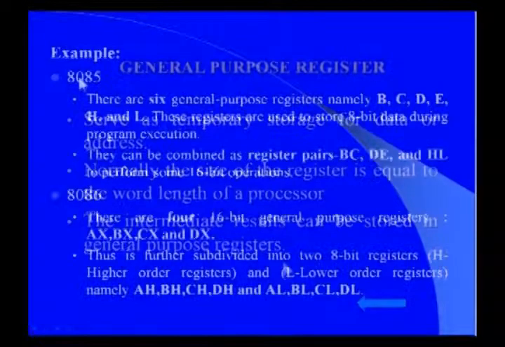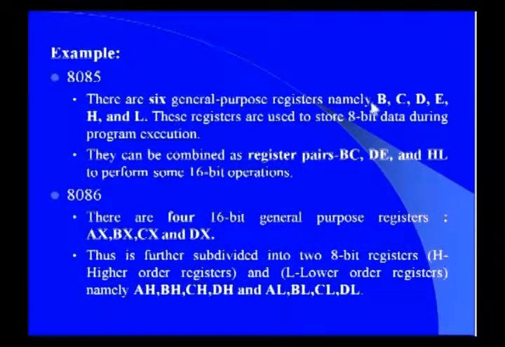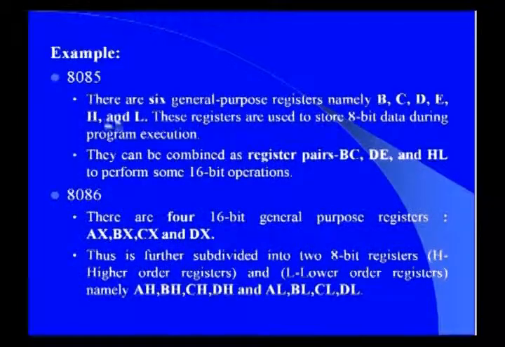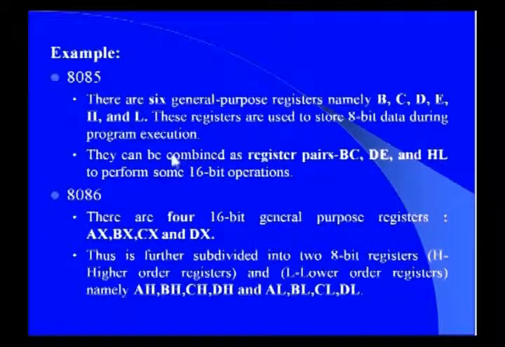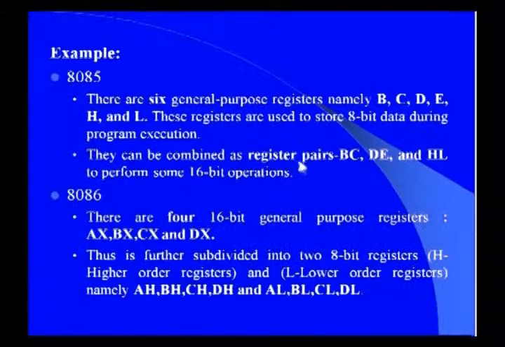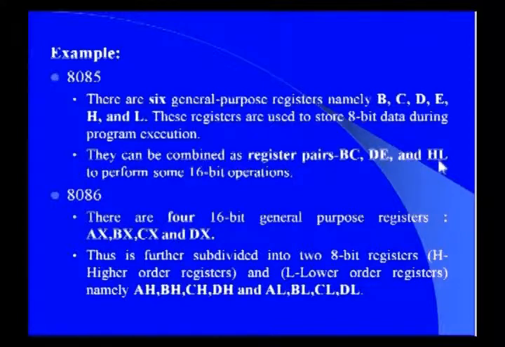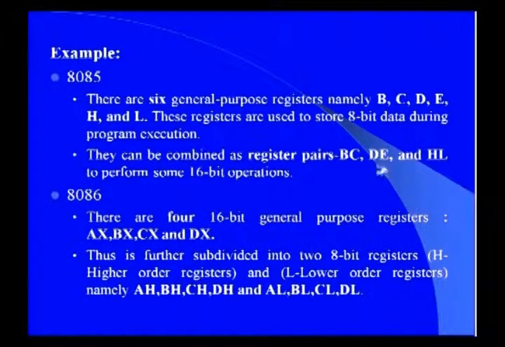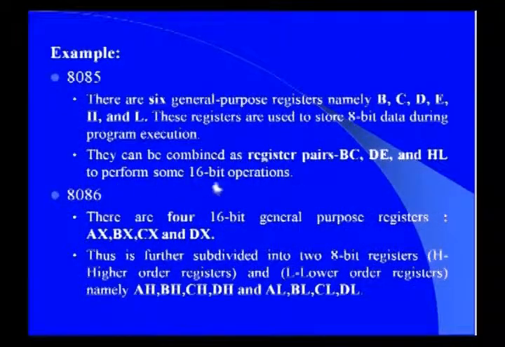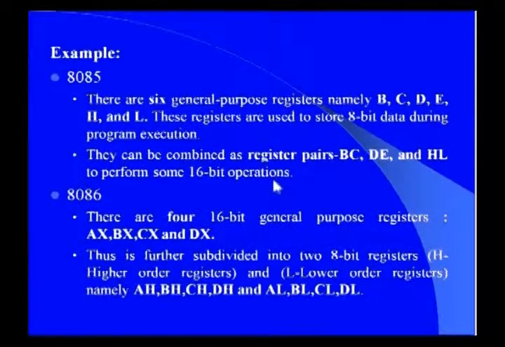memory. If we take 8085, there are 6 general purpose registers, namely B, C, D, E, H and L. These registers are used to store 8-bit data during program execution. We can combine the registers B and C, similarly D and E, and H and L. So we can call them register pairs like BC pair, DE pair and HL pair, which are used to perform some 16-bit operations. For example, the content of HL register pair is used to point to the memory.